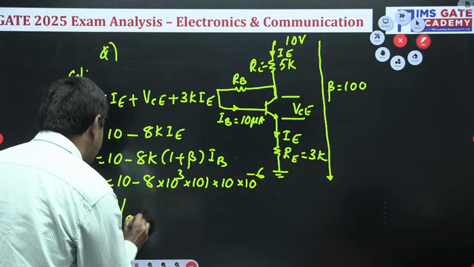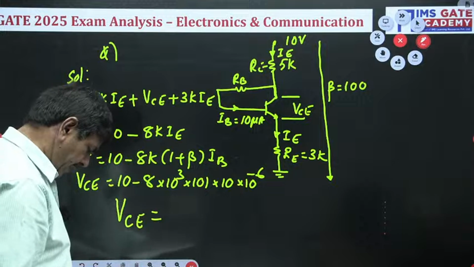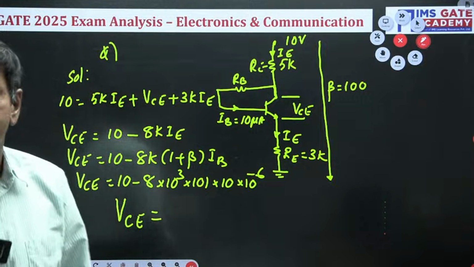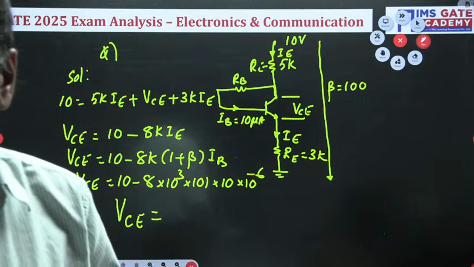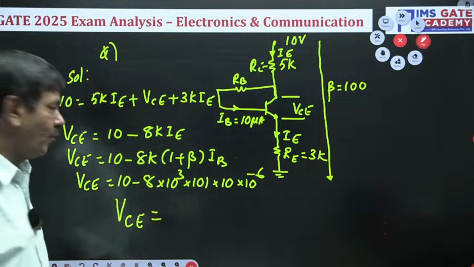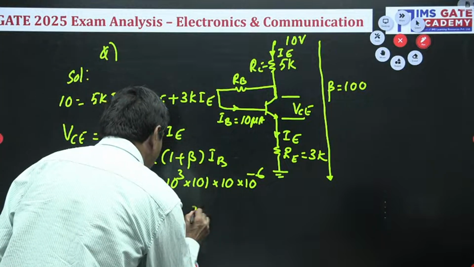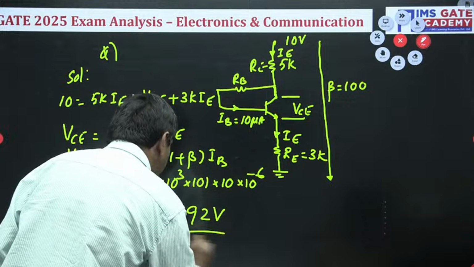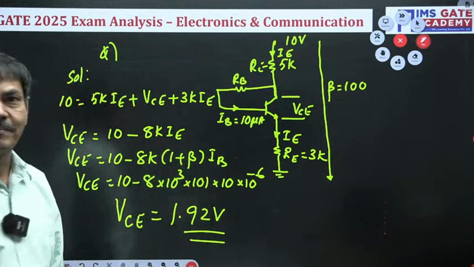Finally, you will get VCE, collector to emitter, as 1.92 volts. Yes, exactly correct. Abhishek, what you are getting is exactly correct here. 1.92 volts is possible. There is the solution for this question.